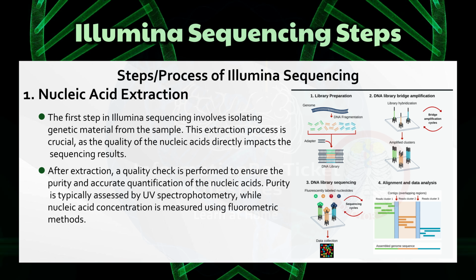Limitations of Illumina sequencing. Generates short reads, making it challenging to assemble complex genomes or highly repetitive regions. While cost per base is low, the initial investment in sequencing equipment and maintenance can be costly for smaller labs. Produces a large volume of data that requires powerful computational tools and specialized expertise for analysis.